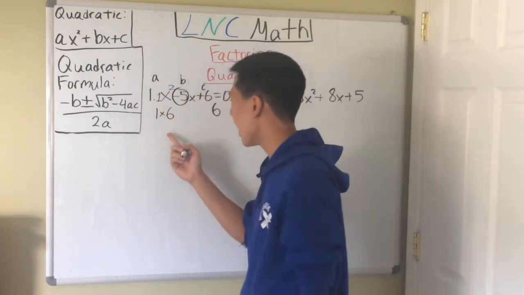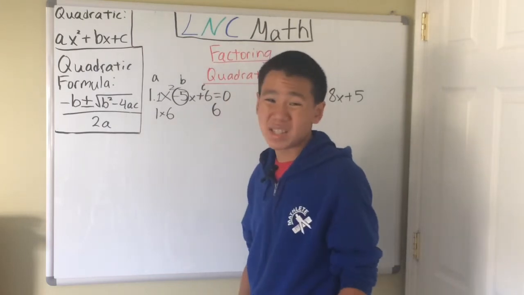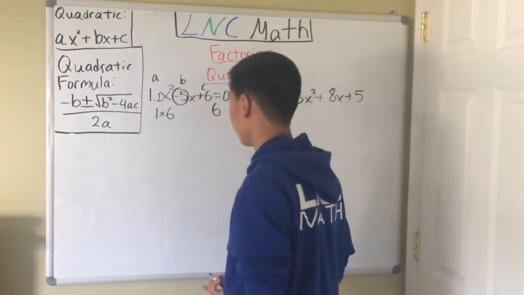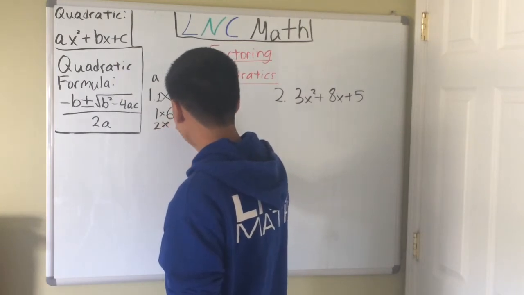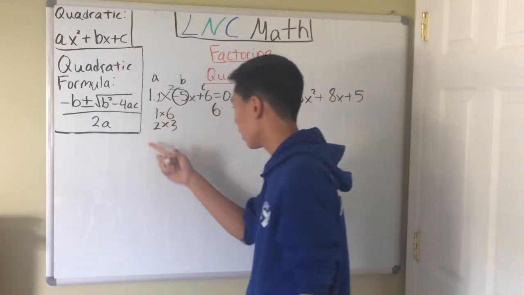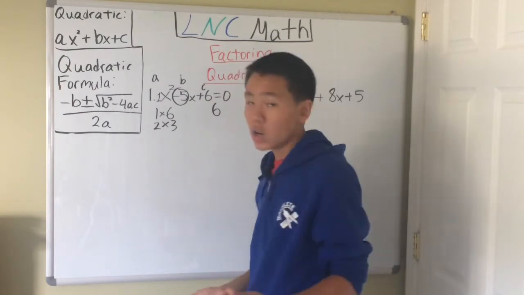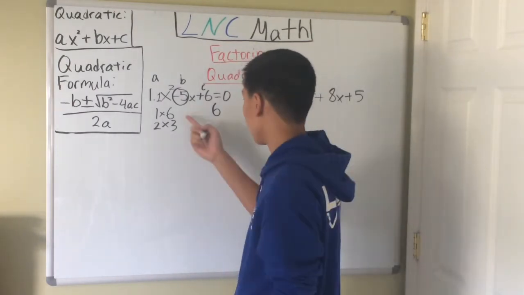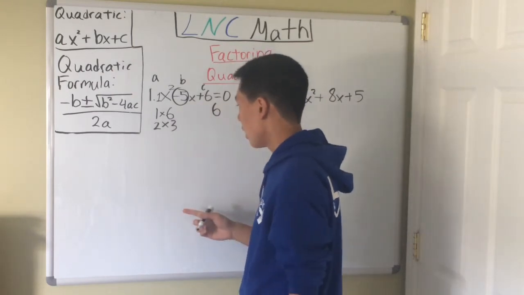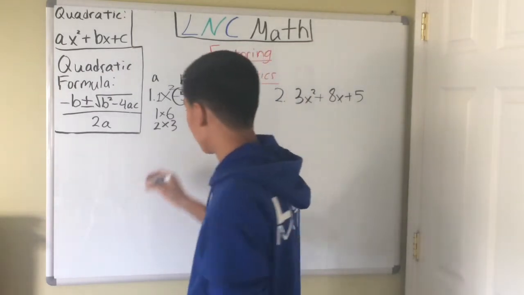So, but does that add to a negative 5? See, 1 plus 6 is 7, not a negative 5. Let's see, 2 times 3. 2 times 3 is also 6, but 2 plus 3 is 5, which is not what we're looking for, negative 5. So let's go over to the negative numbers.